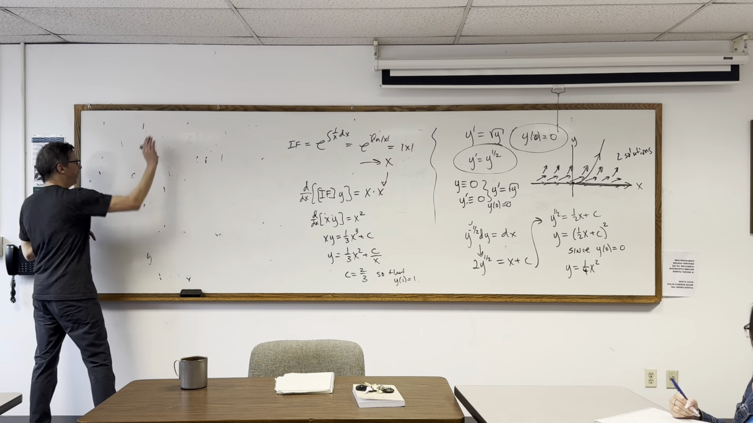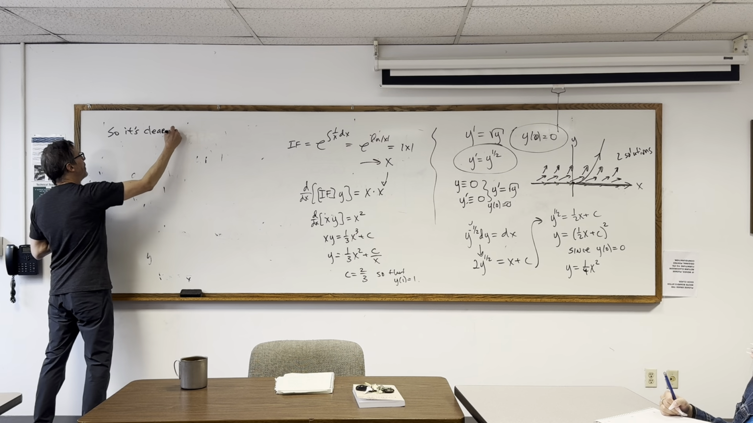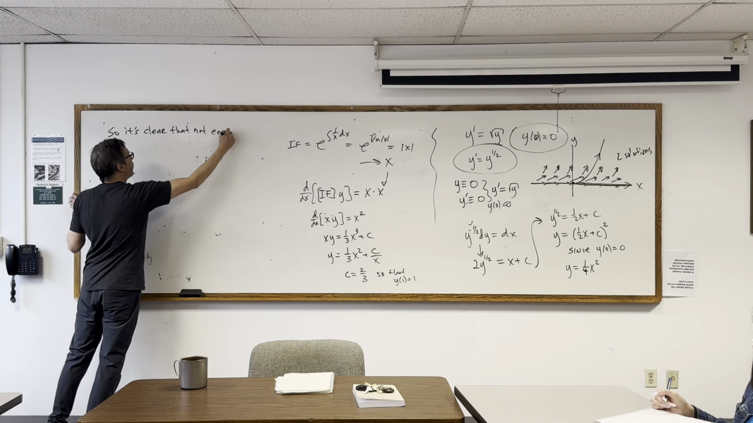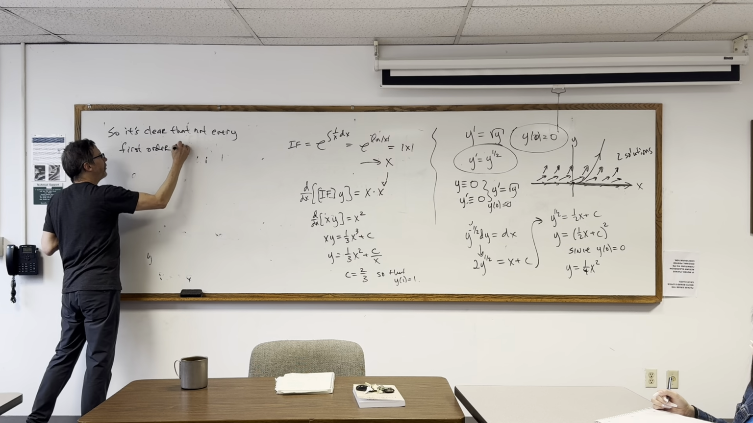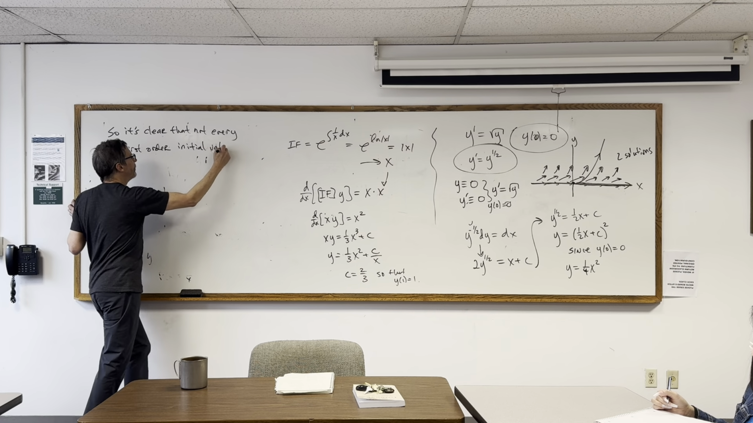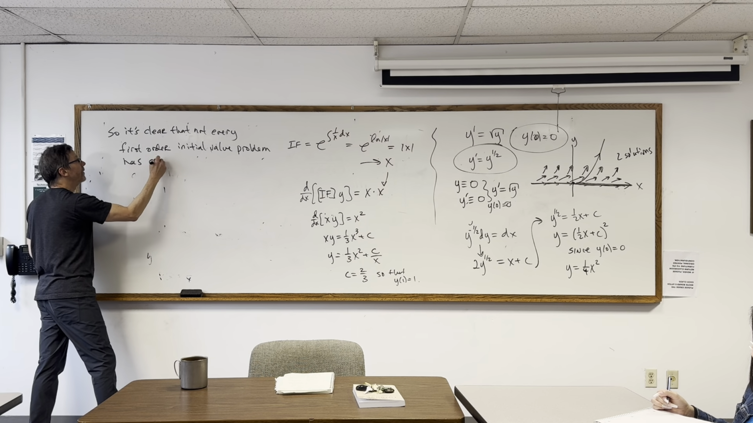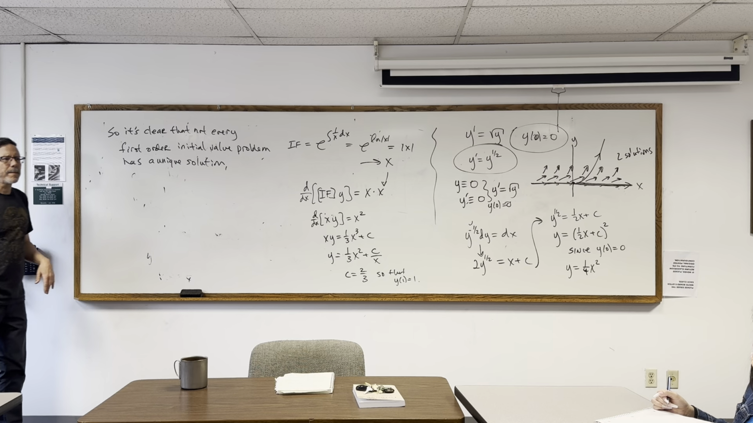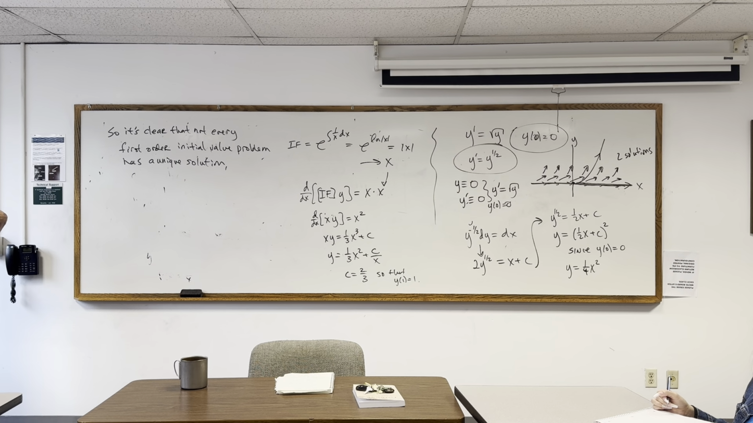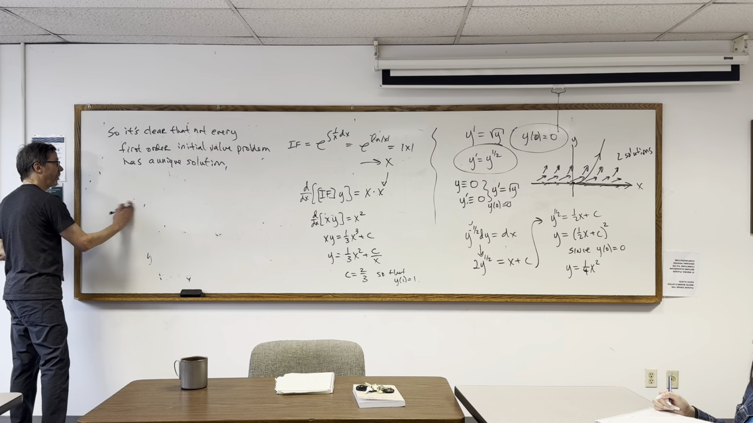So let me just state what the summary of that is. It's clear that not every first order initial value problem has a unique solution. And it's actually not a trouble for us. In general, we're always going to have ones that do have unique solutions. But let's talk about what will guarantee that for us.